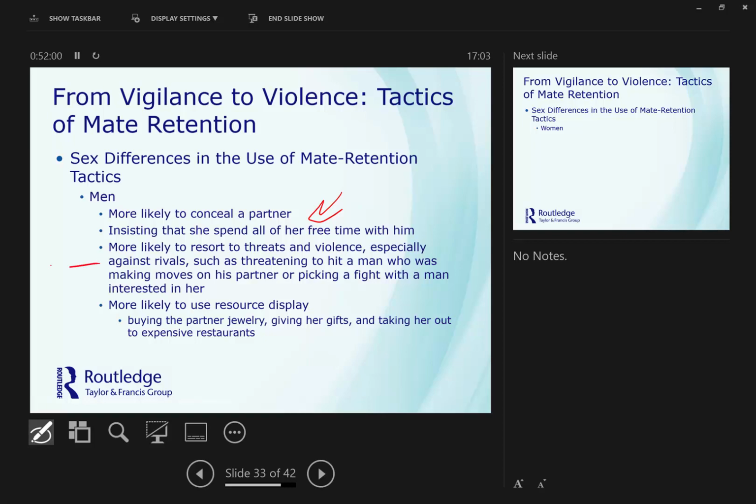Men are more likely to resort to threats and violence, particularly against other rivals. And they are more likely to use what's called resource display, right? That means buying your partner jewelry, gifts, taking her out to expensive restaurants, right?